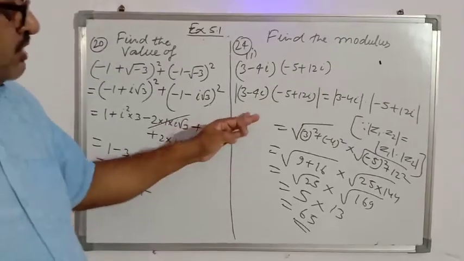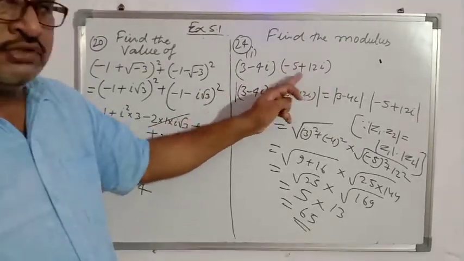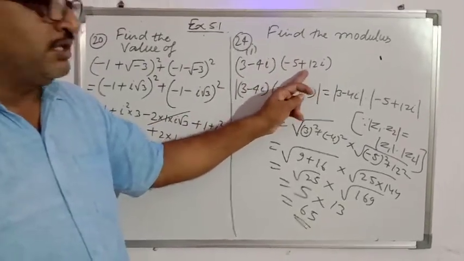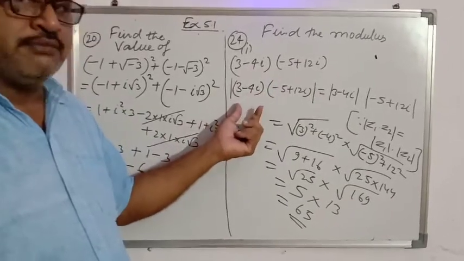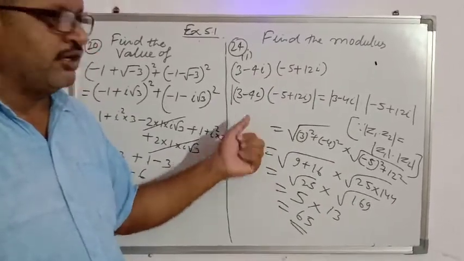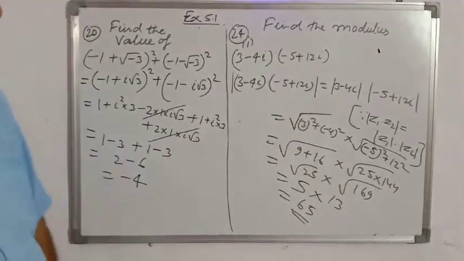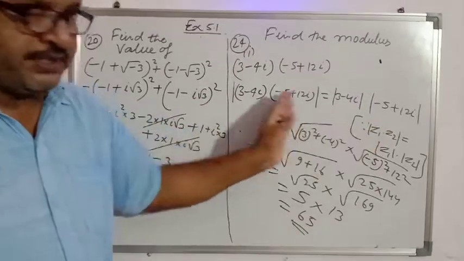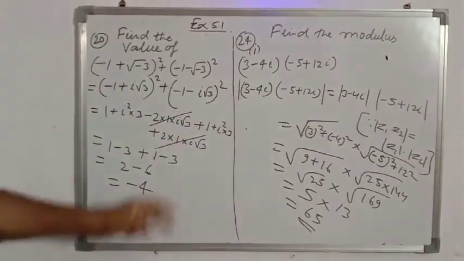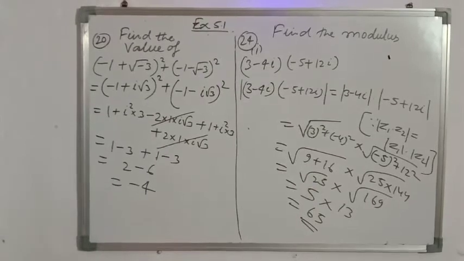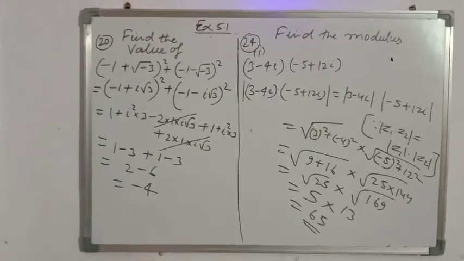Another method is also there. Firstly multiply both the brackets, write in the form of a plus ib, and then take the mod of that complex number. Or we can use the property to do it. It was question number 24. Now we will see the next question.